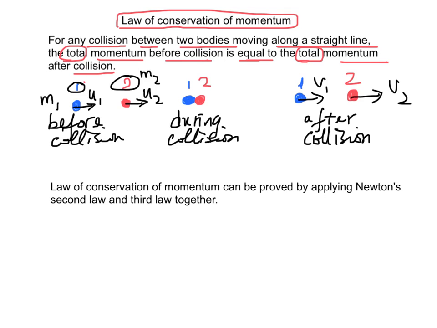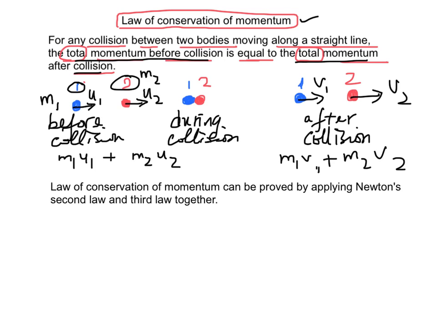According to the law of conservation of momentum, the total momentum before collision is m1 u1 plus m2 u2, and the total momentum after the collision is m1 v1 plus m2 v2. Since they are equal, therefore we have the equation m1 u1 plus m2 u2 equal to m1 v1 plus m2 v2, and this is the law of conservation of momentum.